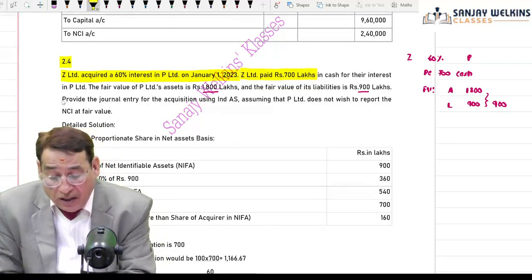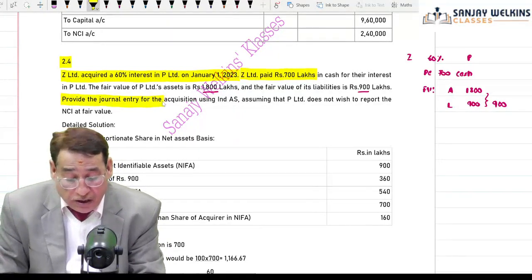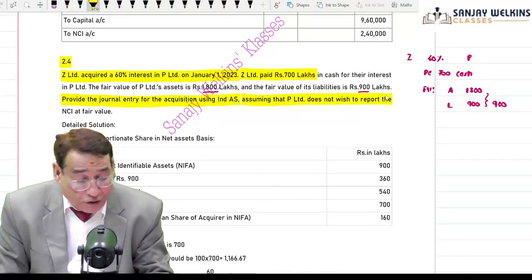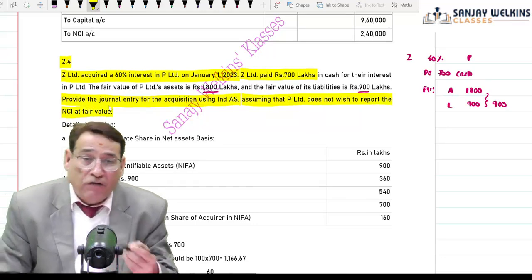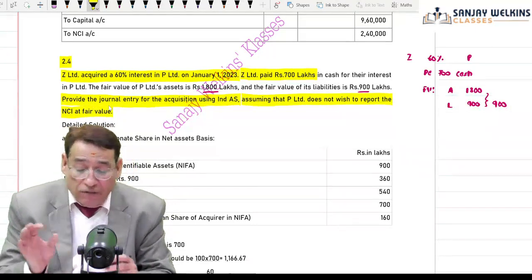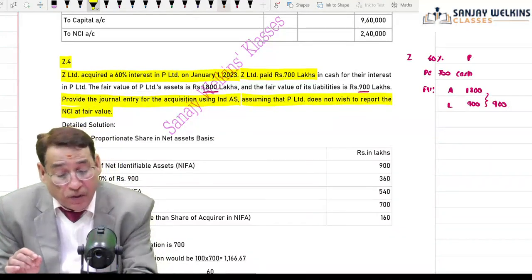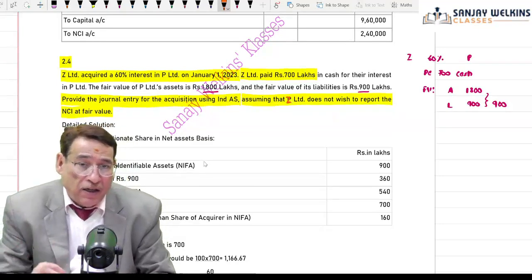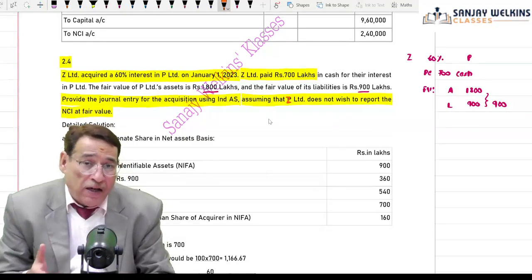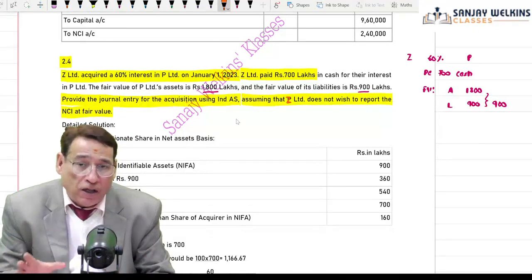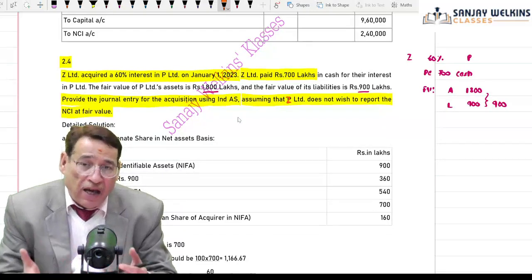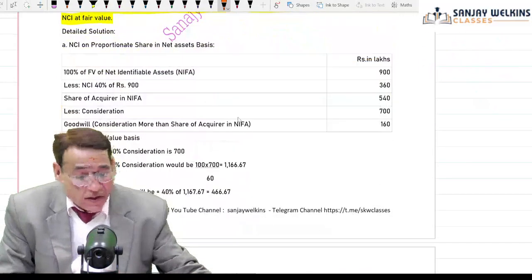Now the question says that provide journal entry for the acquisition using Ind AS, assuming that P Limited does not wish to report NCI at fair value. So here it is given that Jet Limited instead of P Limited should be Jet Limited, correct? Now important point here is that the acquirer entity is not interested in reporting NCI at fair value. Indirectly, it means you are supposed to compute the NCI on PSNA basis. So now you can easily do this particular question.